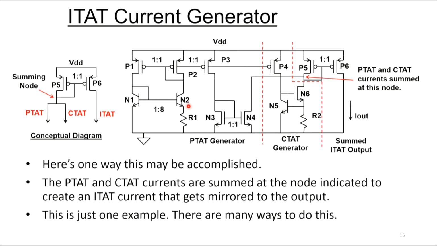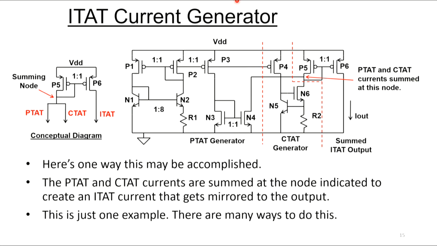So here's one way that might be accomplished, and here's the conceptual diagram. What we're going to do is generate a PTAT current, and generate a CTAT current. We're going to cram them into the summing node, go through a mirror, and that mirror sums them together and then generates an ITAT current coming out the other side.